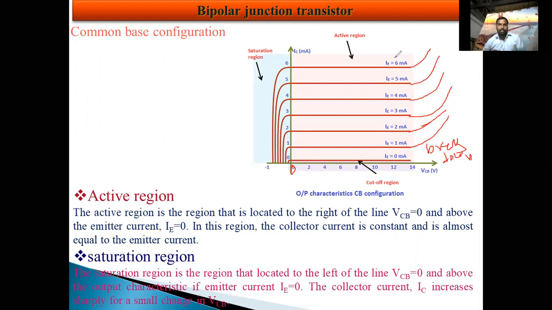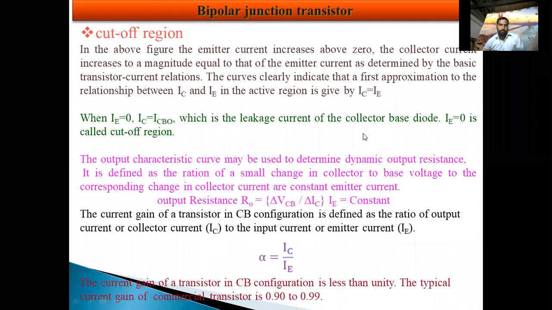Now the cutoff region is the region below the 0 emitter current. In the above figure, as the emitter current increases above 0, the collector current increases to a magnitude equal to the emitter current, as determined by the basic transistor current relations. The curves clearly indicate the first approximation to the relationship between IC and IE. In the active region, IC is almost equal to IE.